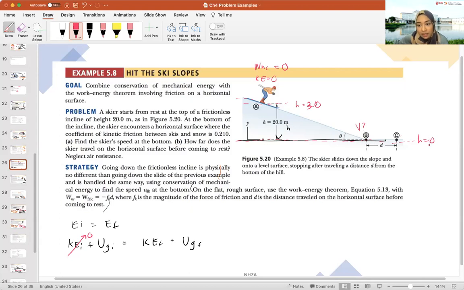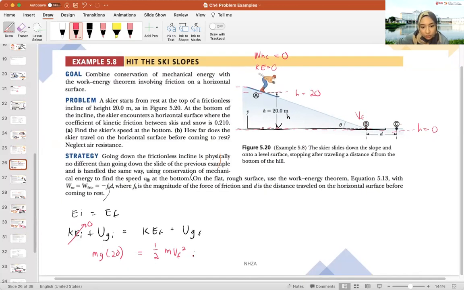So H, if it's 10, this has to be 30. If this is 0, this has to be 20. If it's minus 5, it has to be 15. So it depends on what you are putting as your value. 0 and 20. 0 and 20, okay. So this would be UG, which is MGH, at the top of this hill is 20. And this is going to be 1 over 2 MV final squared, where V final is at B. This is our V final at point B.